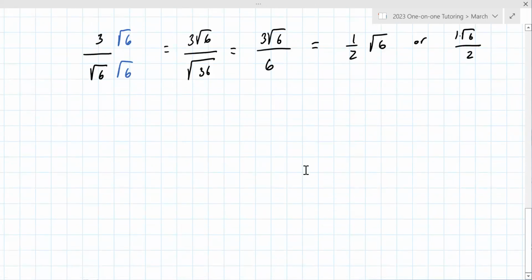All right, so let's have you try one here. Let's have you try leave one of these up here. Sorry, I'm trying to not make this too odd. 5 over the square root of 10. Let's have you try that one, please. Okay.